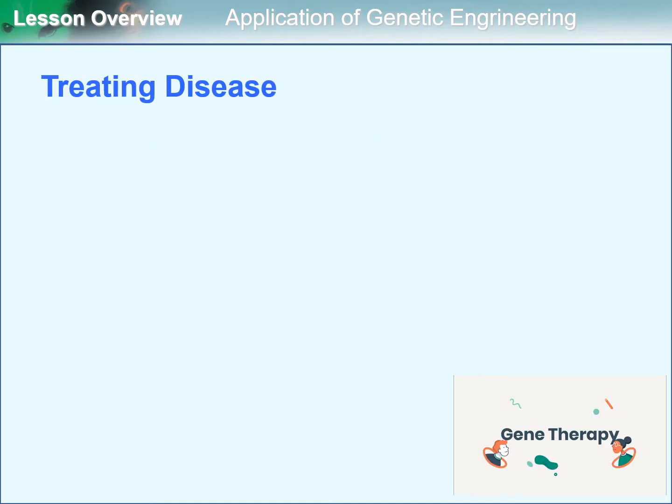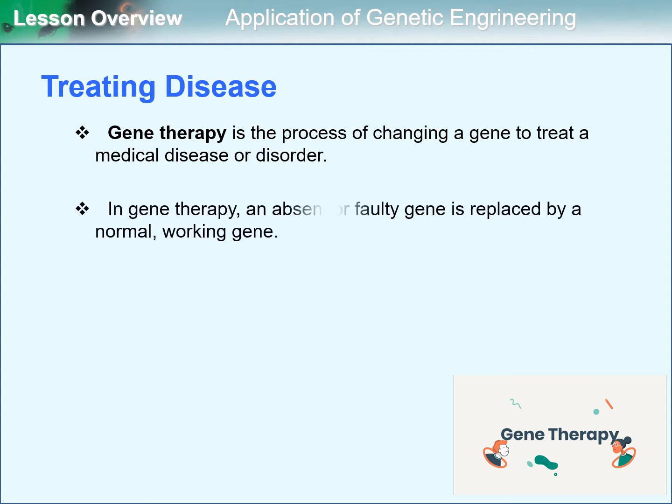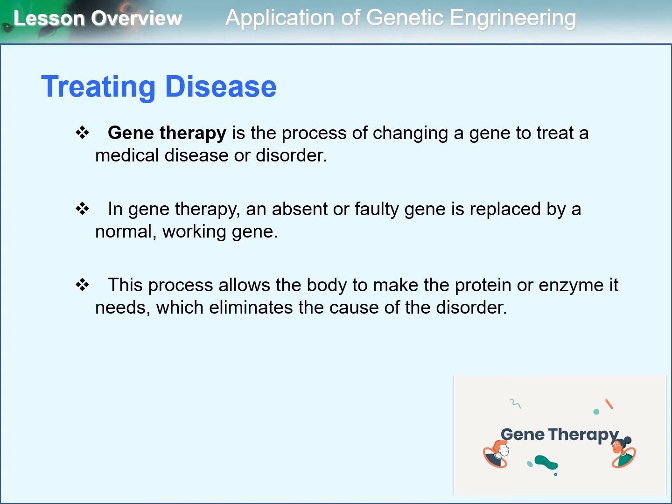So let's start with one of the applications of genetic engineering. Again, we've mentioned one of which is treating diseases. A process called gene therapy is used, in which they change the gene to treat a medical disease or disorder. In gene therapy, an absent or faulty gene is replaced by a normal working gene. This process allows the body to make the protein or enzyme it needs, which eliminates the cause of the disorder.